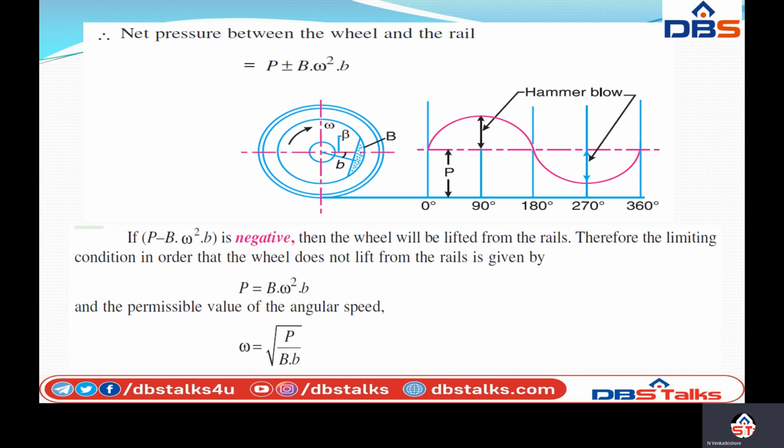What is the final hammer blow equation? It is B omega square b, and for the permissible pressure or net pressure between the wheel and the rail, P is given by B omega square b.